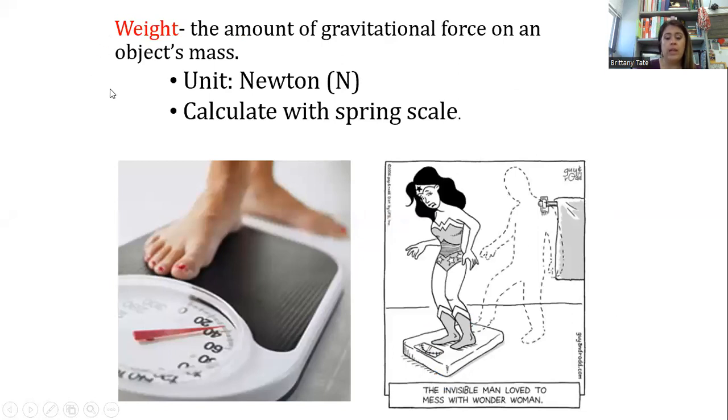All right, so weight is different than mass. Mass is going to be the same no matter where you are on Earth. Weight is the amount of gravitational force on an object. So you may have seen on a recent Study Island, it was referring to gravity as weight. And that is because weight is the gravitational force. And we calculate gravitational force, or weight, in newtons. And we do that with a spring scale. So mass, same throughout the universe. Weight is going to depend on the gravitational force. So that's going to change depending on where you are in the universe.